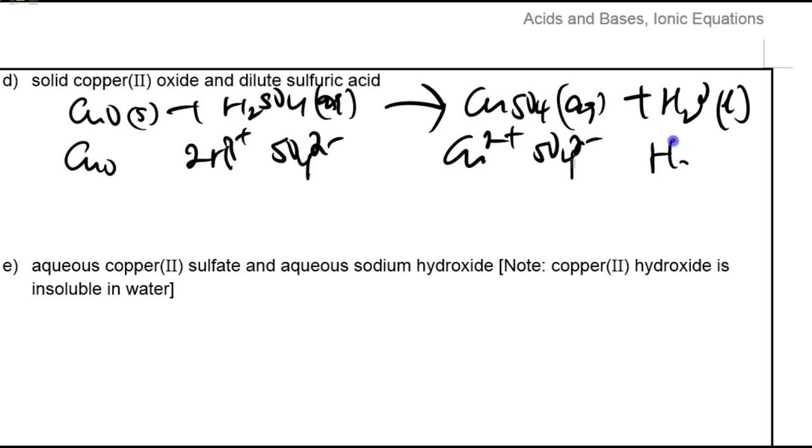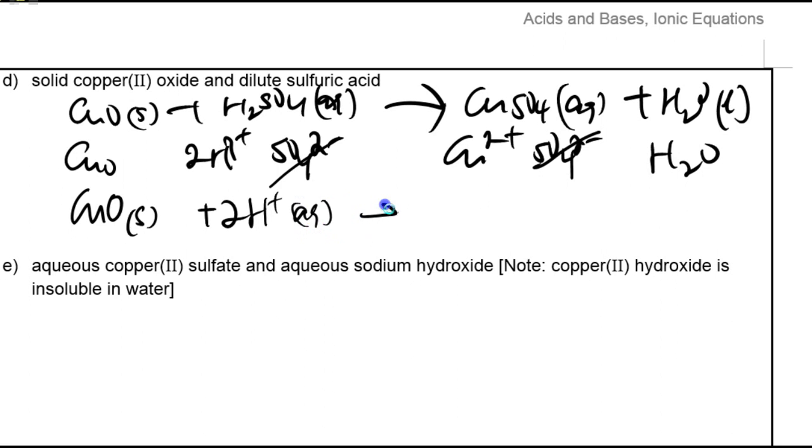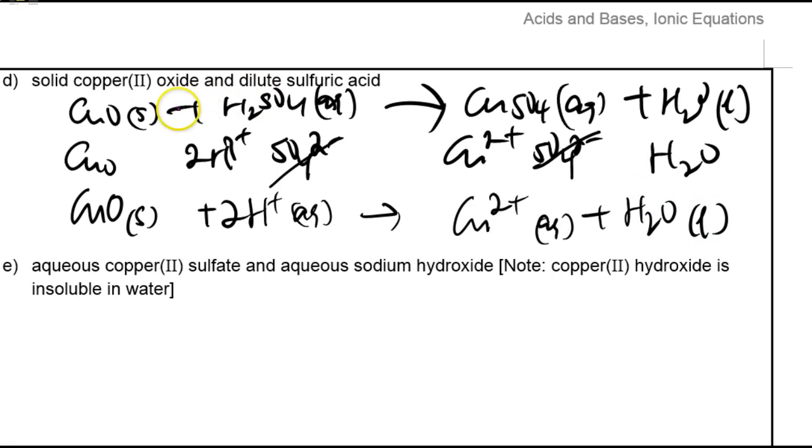And this is water. Do we have any like ions to cancel on each side? Yes, we have only our sulfate ions here. And that's it. So if you write this down again, we have CuO solid plus 2H plus aqueous, giving us copper(II) plus aqueous and water liquid. So this is the ion equation for the acid and metal oxide reaction.